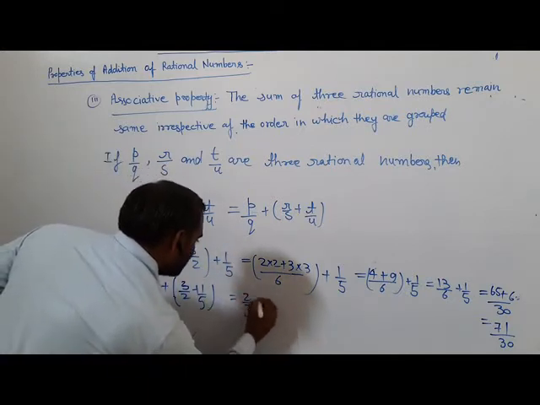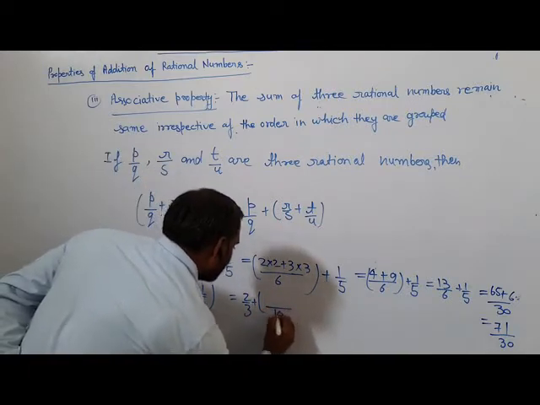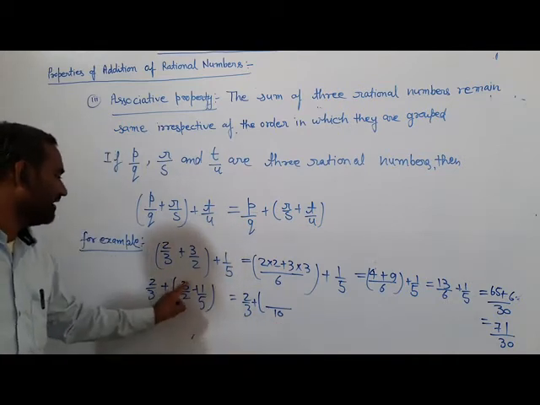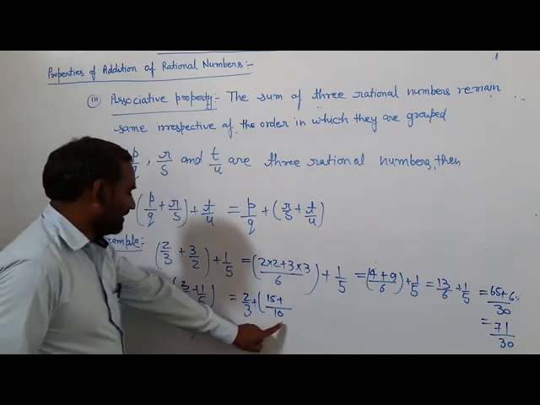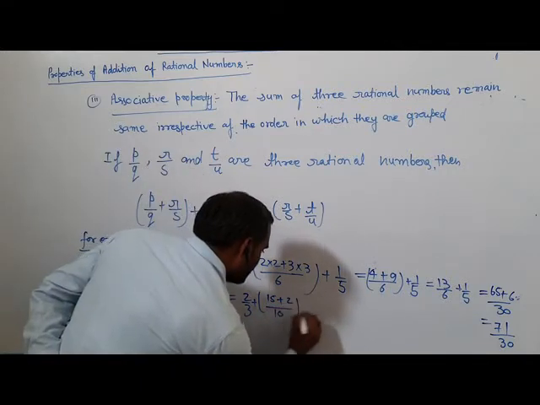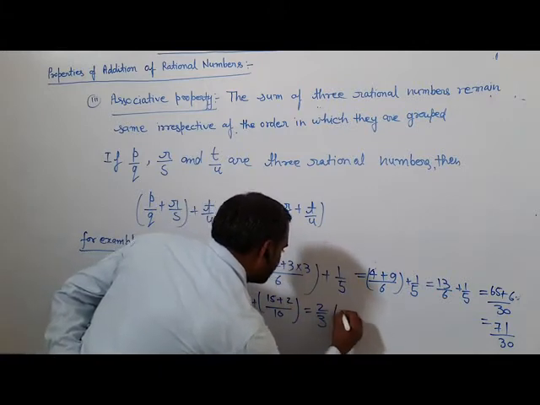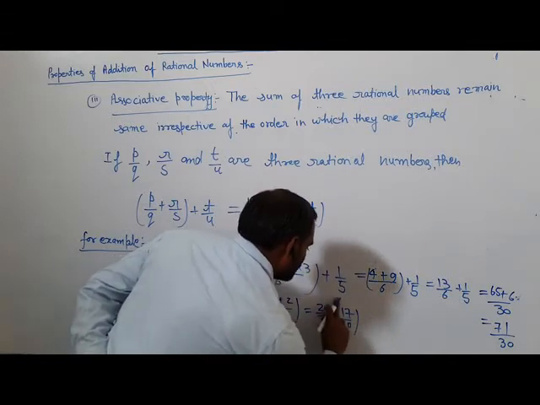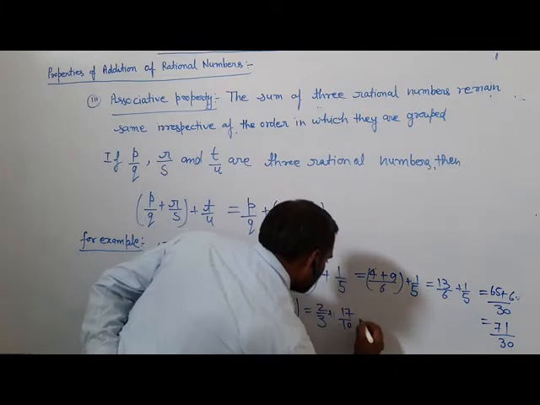2 by 3 plus, the LCM of 2 and 5 is 10. Divide 10 by 2: 5 twos are 10. 5 threes are 15, plus 10 divided by 5: 5 twos are 10, 2 ones are 2. We get 2 by 3 plus 15 plus 2, 17 by 10. So 17 by 10, remove it because it is 1.